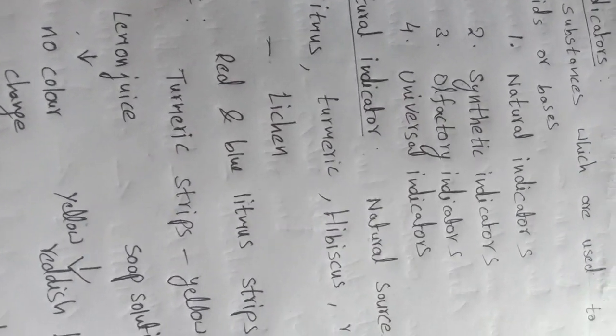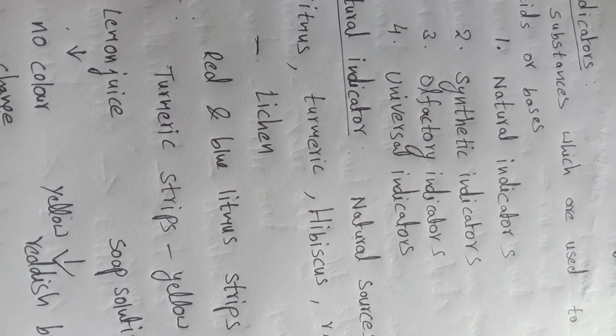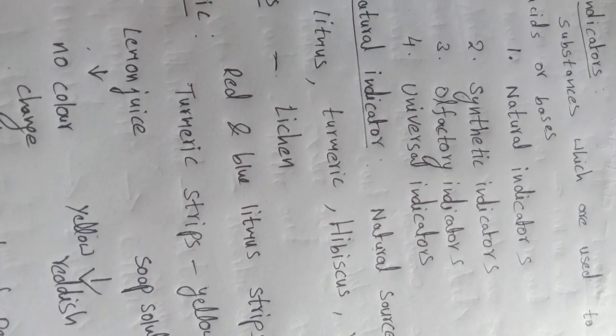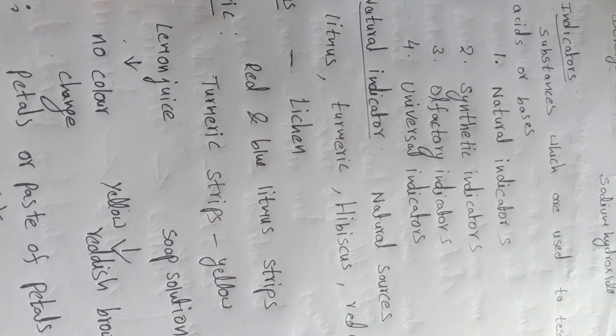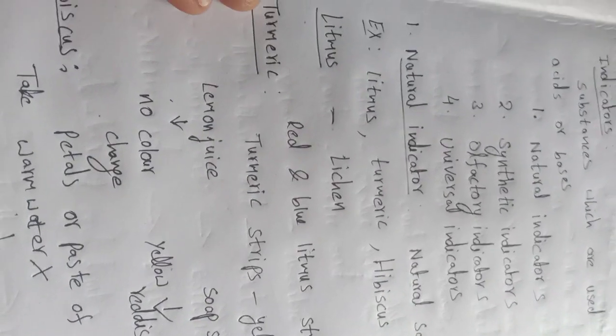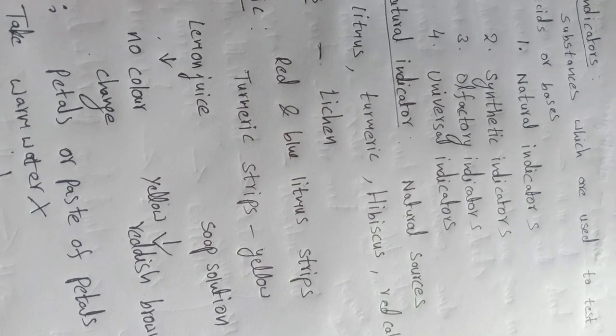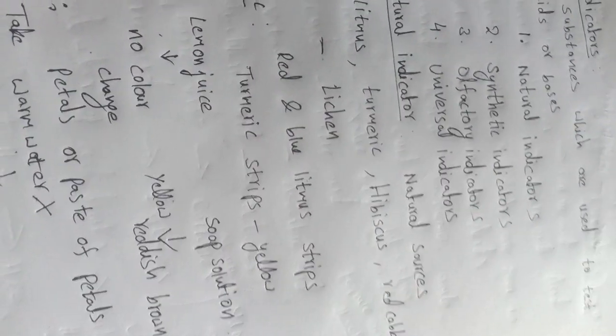In the last class, we discussed the indicators. In that, we came to know about natural indicators. A natural indicator is obtained from natural sources. Examples are litmus, turmeric, hibiscus, and red cabbage.